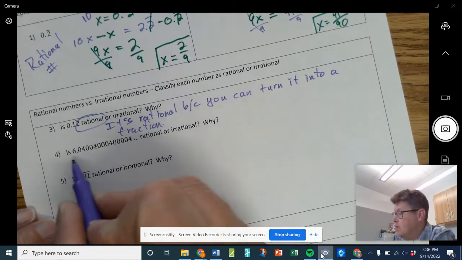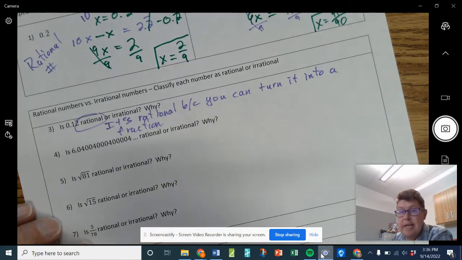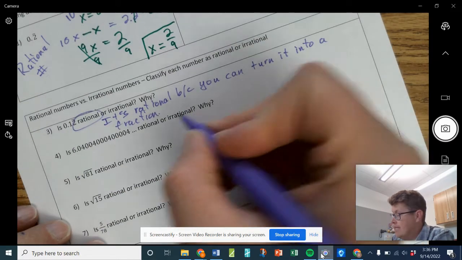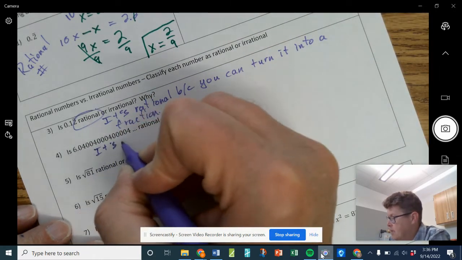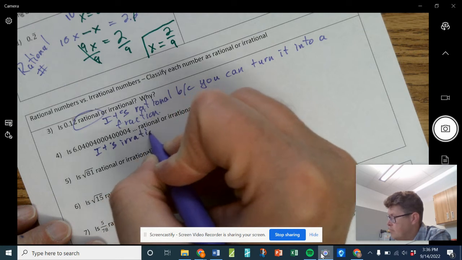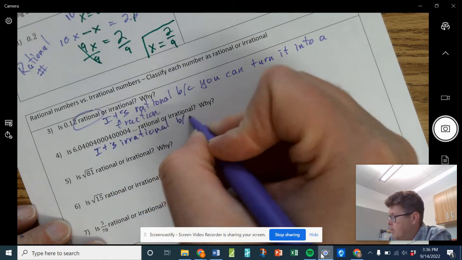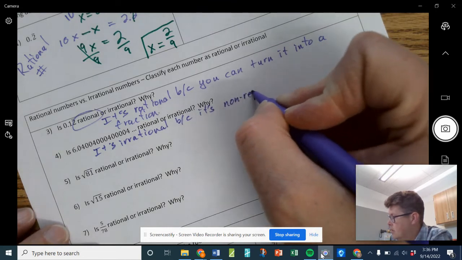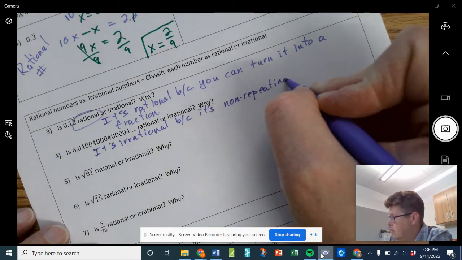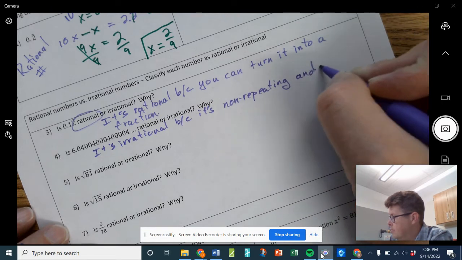And it also goes on forever. So it is basically non-terminating and non-repeating. So that's the classic definition of an irrational number. So you would say it's irrational because it's non-repeating and non-terminating.